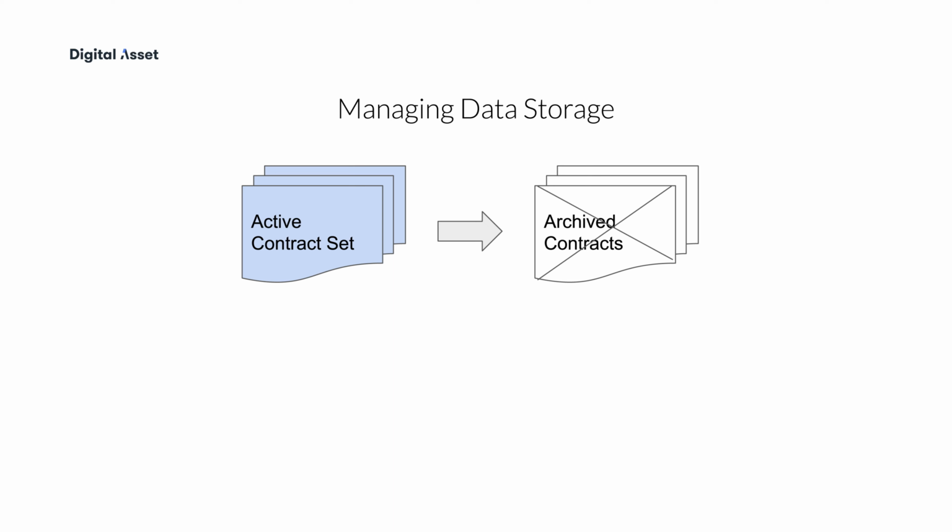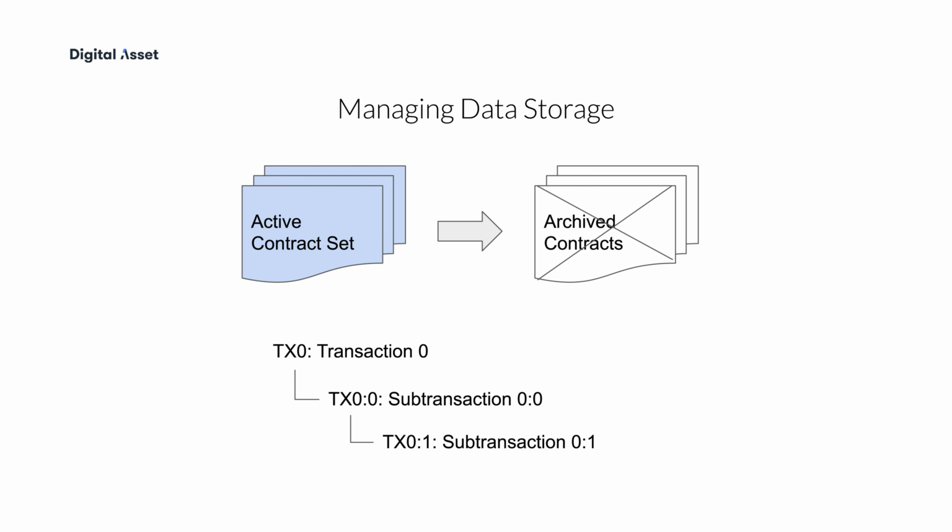The ledger also stores the history of transactions that led to this ACS. This history is represented in the form of transaction trees. A transaction tree is a hierarchical structure in which a high-level transaction, for example, making a change to a contract, is carried out in a series of subtransactions, such as archiving the old contract and creating a new contract.